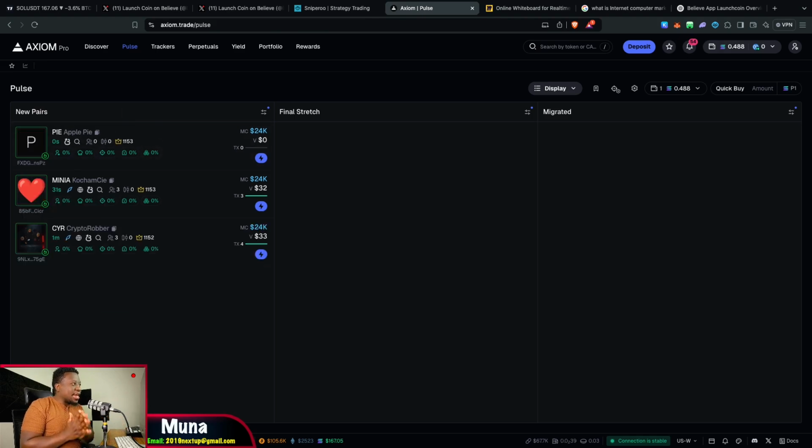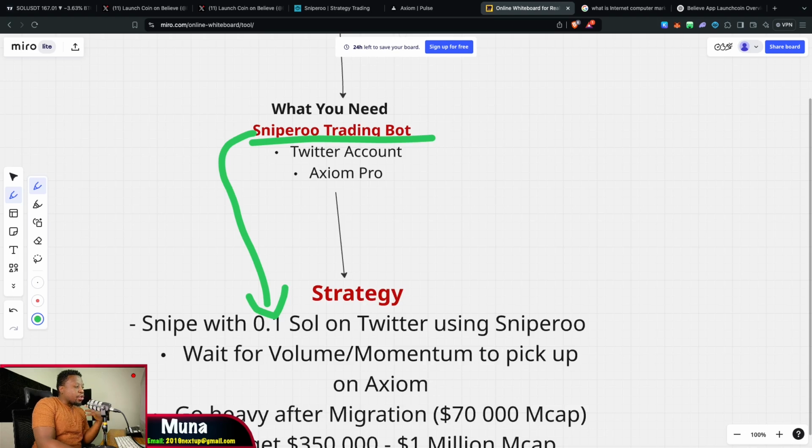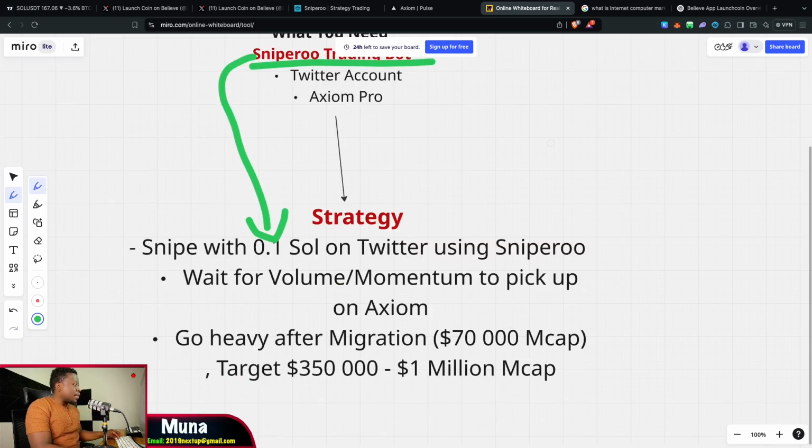And if you see that it is gaining momentum, that the number of holders is picking up, the trading volume is really increasing, and you also see the price graduating from the new pairs, the final stretch, all the way to the migrated, you can guesstimate and sort of project how hard it's going to run. And this is one of the reasons why once you snipe from Twitter, you wait for it to pick up momentum and for it to graduate and hit Raydium.